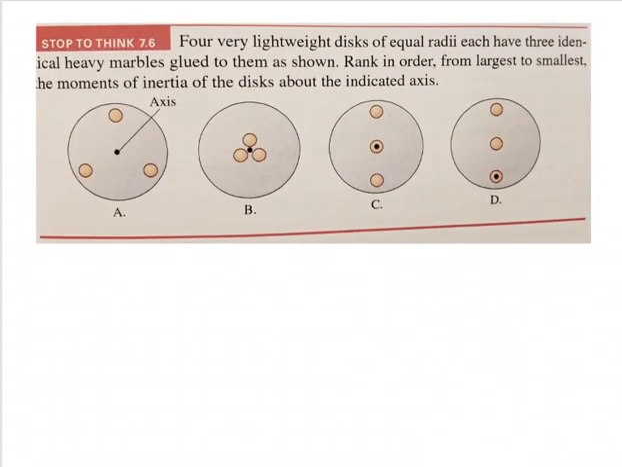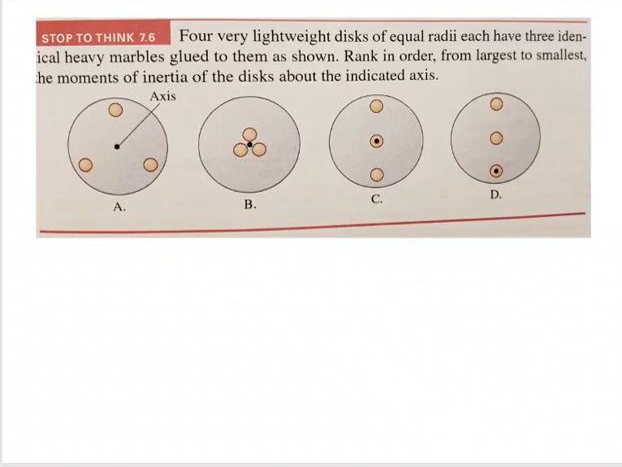So here we are. 4 very lightweight discs of equal radii have 3 identical heavy marbles glued to them as shown. Rank in order from largest to smallest the moments of inertia of the discs about the indicated axis. So I want you guys to take a look at this, reason your way through it, totally a concept situation, and then we'll talk about it. All right, so what do you think?